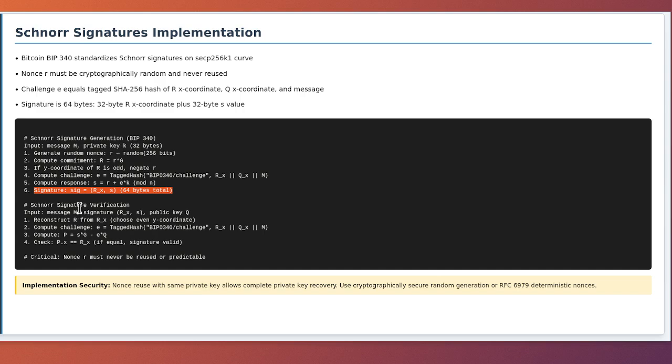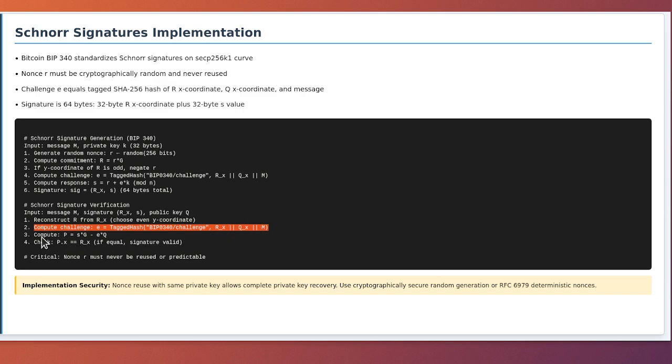The verification process is straightforward. The inputs are a message M, a signature consisting of the Rx coordinate and S, and a public key Q. For step 1, parsing. Interpret the Rx coordinate as an integer and reconstruct point R by finding the corresponding Y coordinate on the curve. By convention, choose the even Y coordinate. For step 2, the challenge. Compute E equals the hash of the Rx coordinate concatenated with the Qx coordinate concatenated with M, using the same hash function as in signing.